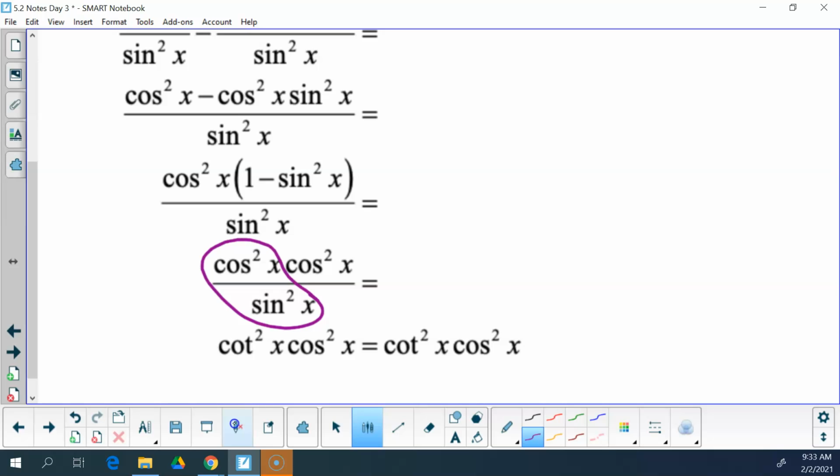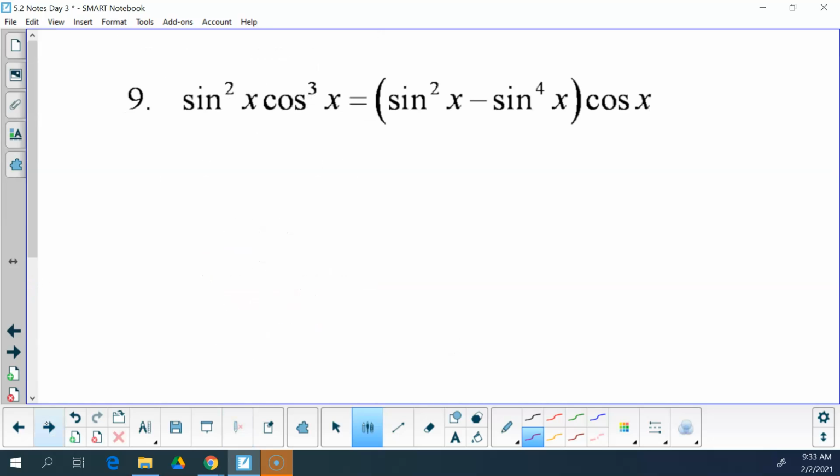What I'd like you to do now is to trigonometrically prove that sine squared of x times cosine cubed of x is equal to sine squared of x minus sine to the fourth of x times cosine. It's number 2 on the second side of today's note sheet.